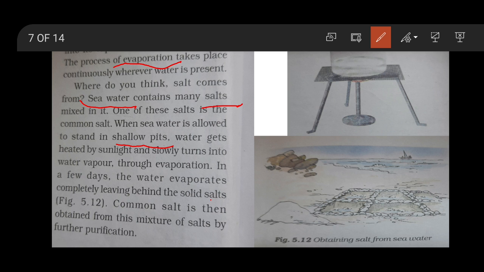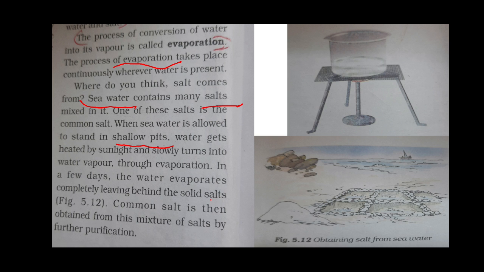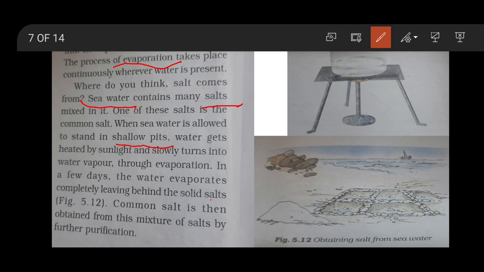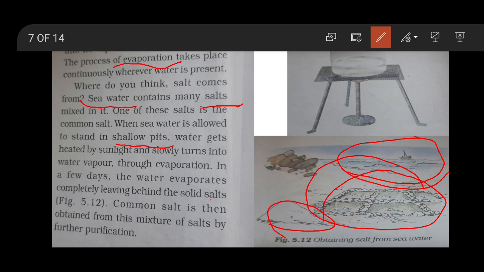You can see now that this is sea, this is sea, then this is separated salt. And here the salt making process is happening, and on the sea evaporation is happening by the sun. Here is the sun, and with the help of the sun the evaporation process is happening.